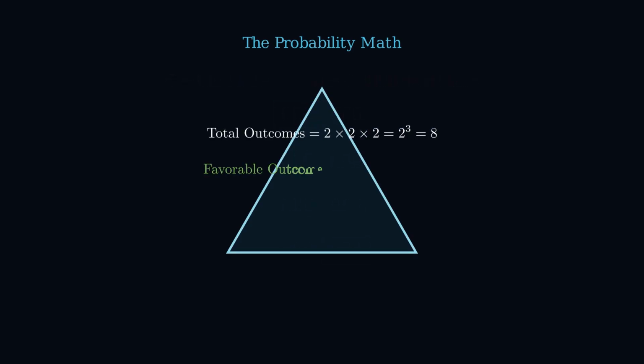Each ant independently chooses one of 2 directions, so the total outcomes are 2 to the power 3, which equals 8. Only 2 cases have 0 collisions, all clockwise or all counterclockwise. Therefore, the probability of no collision is 2/8, a mere 25%.